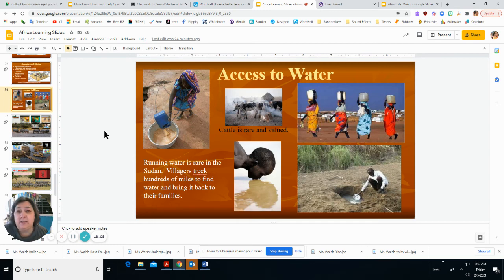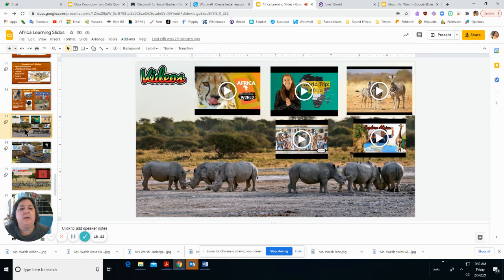Imagine having to walk for days out of Nashua, leaving somewhere to go find water, and then finding a source of water that looks like this. And that you could also travel long distances to get to your source of water like this and find out that it has gone dry. Okay? So access to water is a huge problem in Africa.